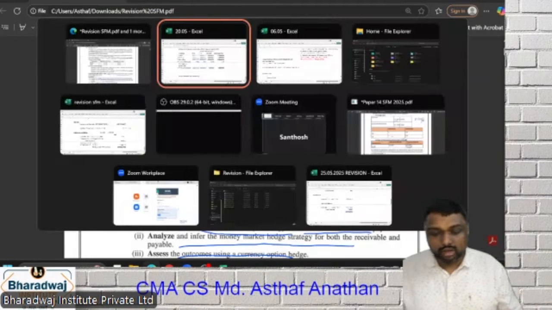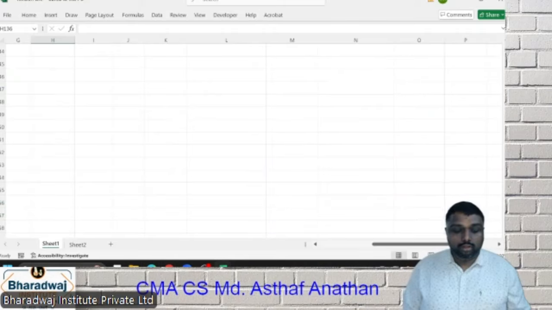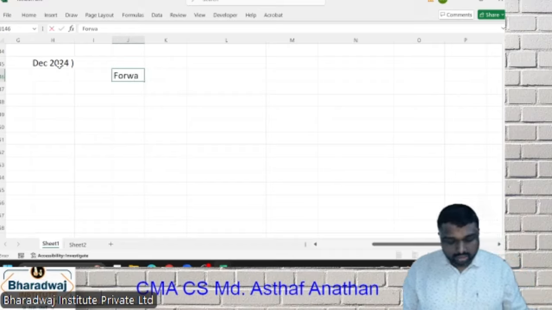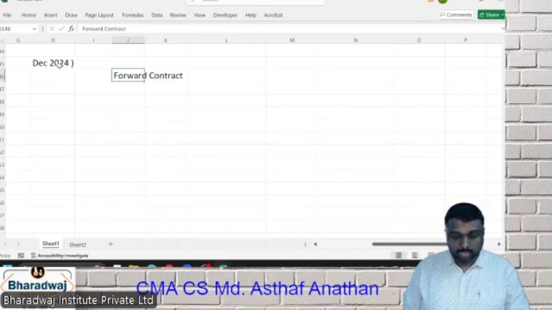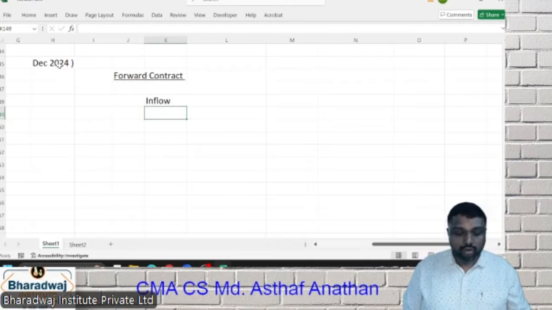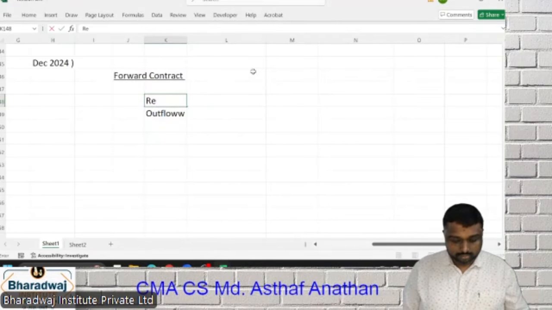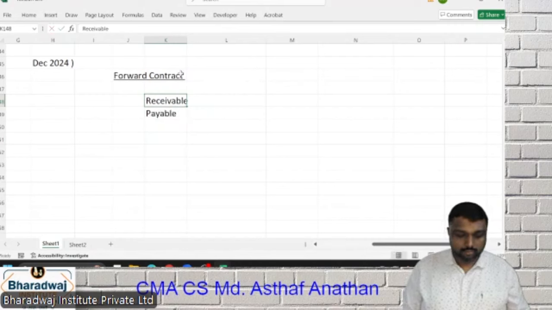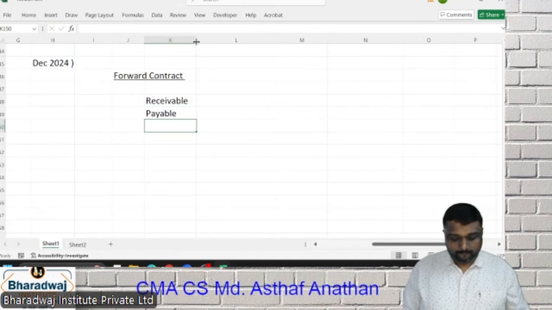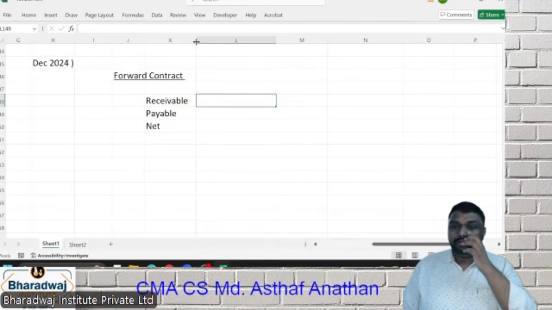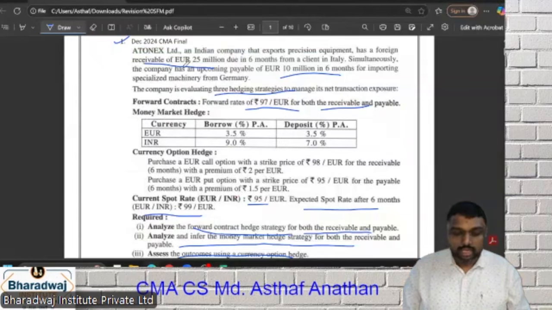We will do it very shortcut because we learned the shortcut method. Though it is a December 24 previous year question, we can do it in the shortcut method. First, we will go for the forward contract. So we have the inflow. We will use the term they used, receivable. Shall we start, friends? We can do it in 1 minute. So receivable, 25 million.